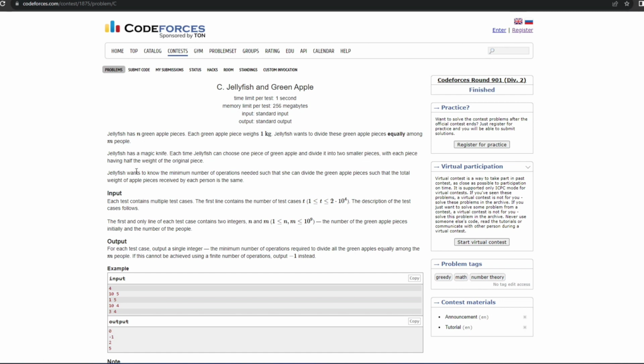Simple. Now Jellyfish wants to know the minimum number of operations such that she can divide the green apple pieces so that the total weight of apple received by each person is the same. So over here we have n apples and m people, and we are supposed to cut the n green apples in such a way that we can equally distribute those apples among m people. Okay, now let's try to understand this with the help of an example.